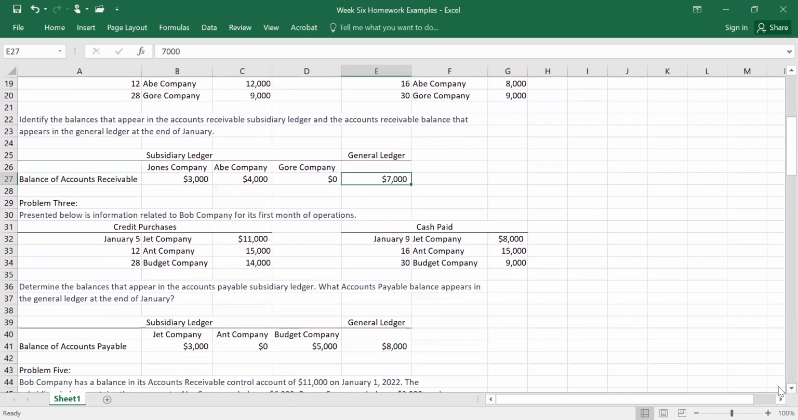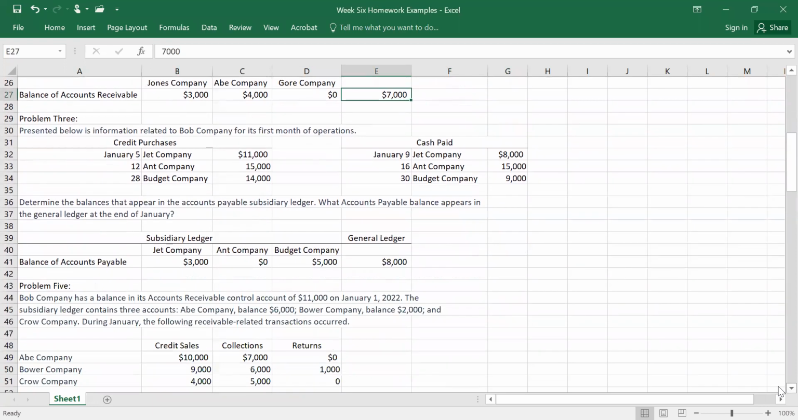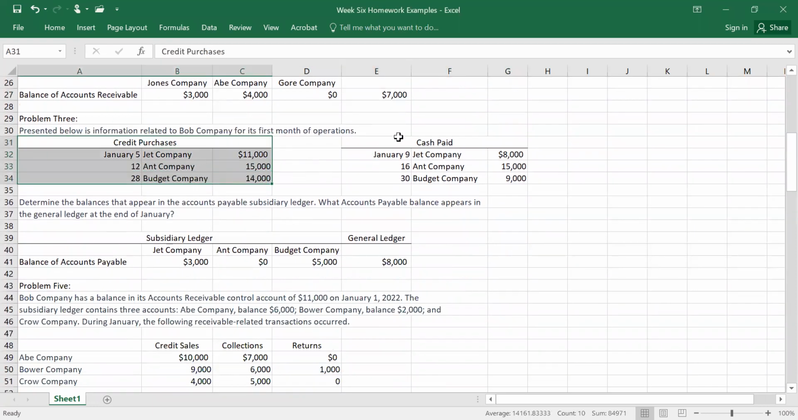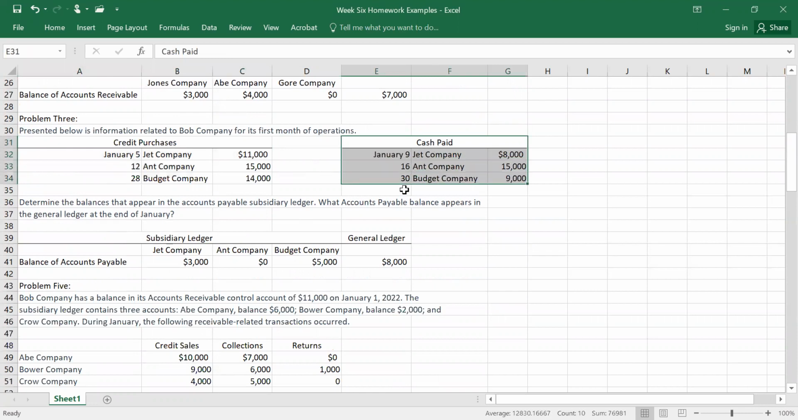Problem 3. Presented below is information related to Bob Company for its first month of operations. In this case, these are our credit purchases, and this is the amount of cash paid. Determine the balances that appear in the accounts payable subsidiary ledger. What accounts payable balance appears in the general ledger at the end of January?